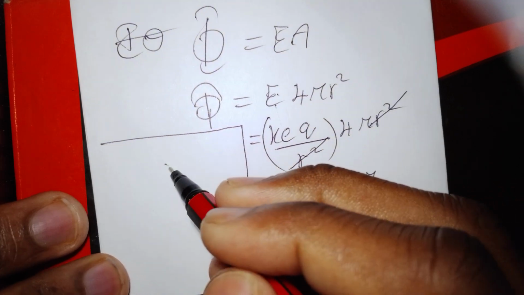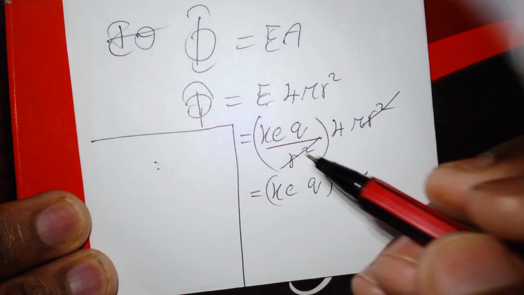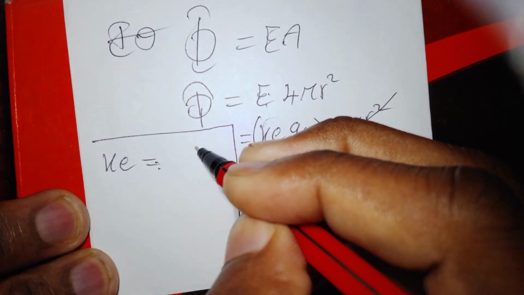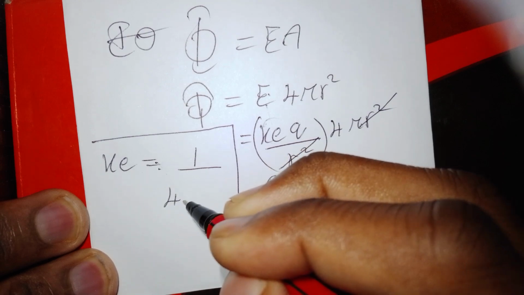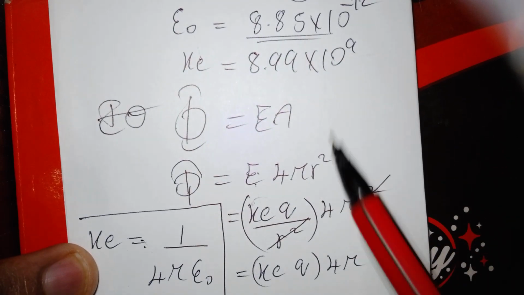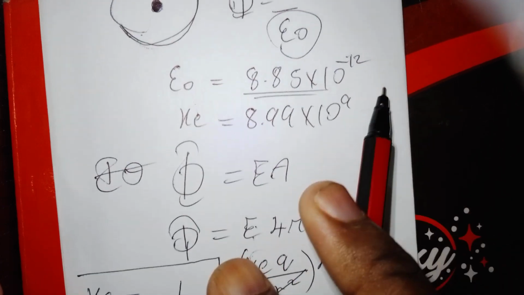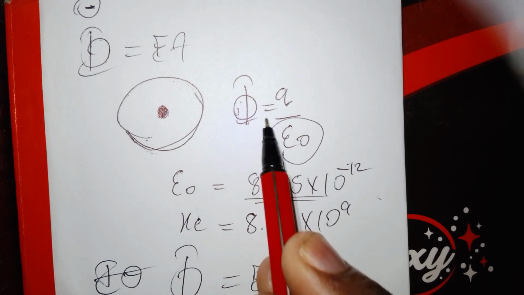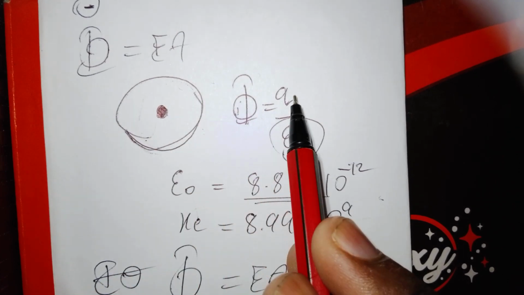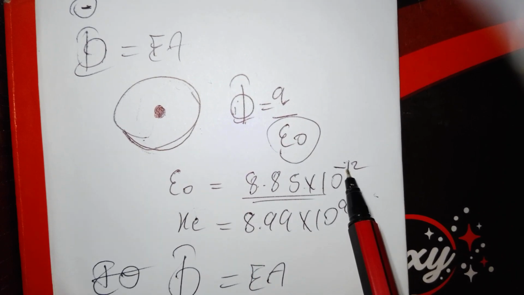So, you have KE, we know what KE is. It is 8.99 times 10 to the power positive 9, that's a constant, yeah? Now, this KE is equal to 1 over 4 pi epsilon naught, which is 8.85 times 10 to the power negative 12. Because remember, the electric flux of any closed surface, it doesn't matter whether it's a sphere or whatever it is, is given by the charge divided by epsilon naught, where this is a constant, which is 8.85 times 10 to the power negative 12.